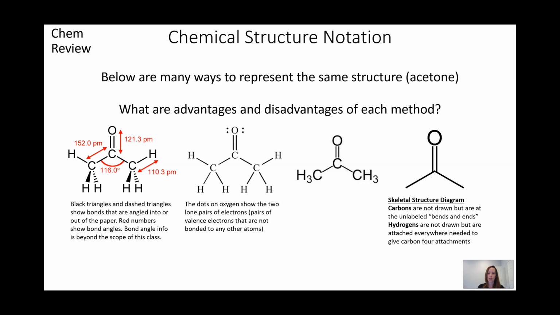Hydrogens are not drawn, but are attached everywhere needed to give carbon 4 attachments. So remember that carbon, because it has 4 valence electrons, has room for 4 additional bonds. And so every carbon is going to have 4 bonds. So you take a look at each carbon and you say, all right, how many bonds are used up by being bonded to other atoms that we know of, like oxygen or carbon? And then whatever's left is hydrogen. If you compare the skeletal structure diagram to the one just to the left of it, it might help you understand where those hidden carbons and hidden hydrogens are.